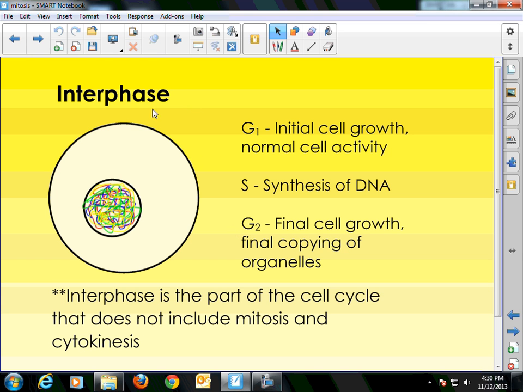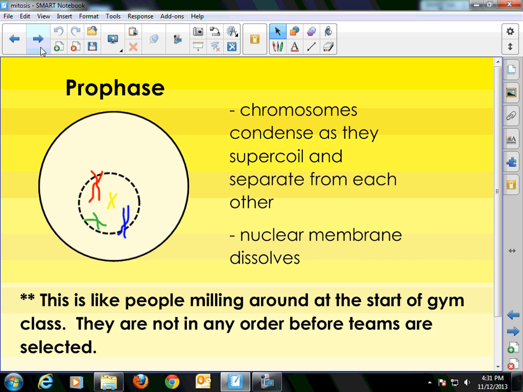So the things that happen during this interphase between the divisions: we have normal cell growth and cell activity. We have the copying of the DNA. We have the final cell growth and the final checklist, and now the cell is ready to divide. All right. So once that happens, we go into mitosis.